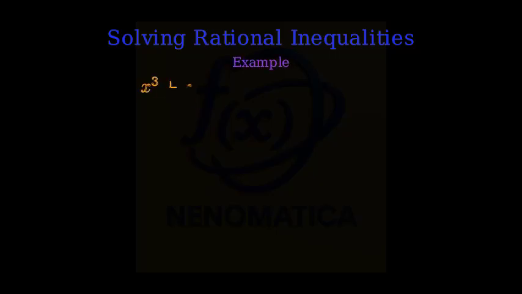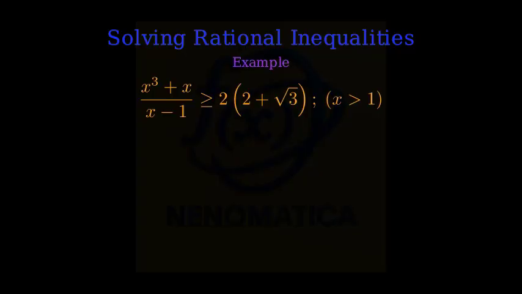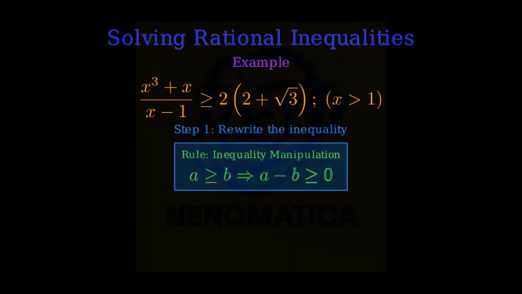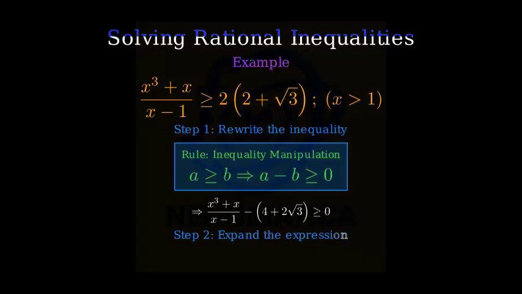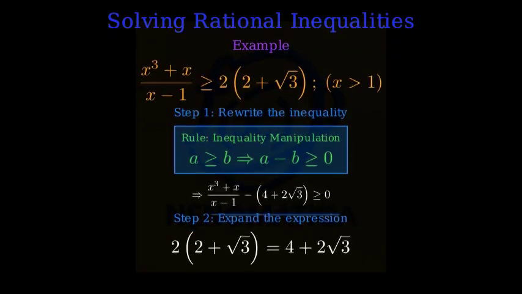Here's our example. We need to prove the following inequality: x cubed plus x divided by x minus 1 is greater than or equal to 2 times the quantity 2 plus square root of 3, where x is greater than 1. Let's begin. First, we'll rewrite our inequality by keeping the fraction on the left side and moving everything else to the right side.